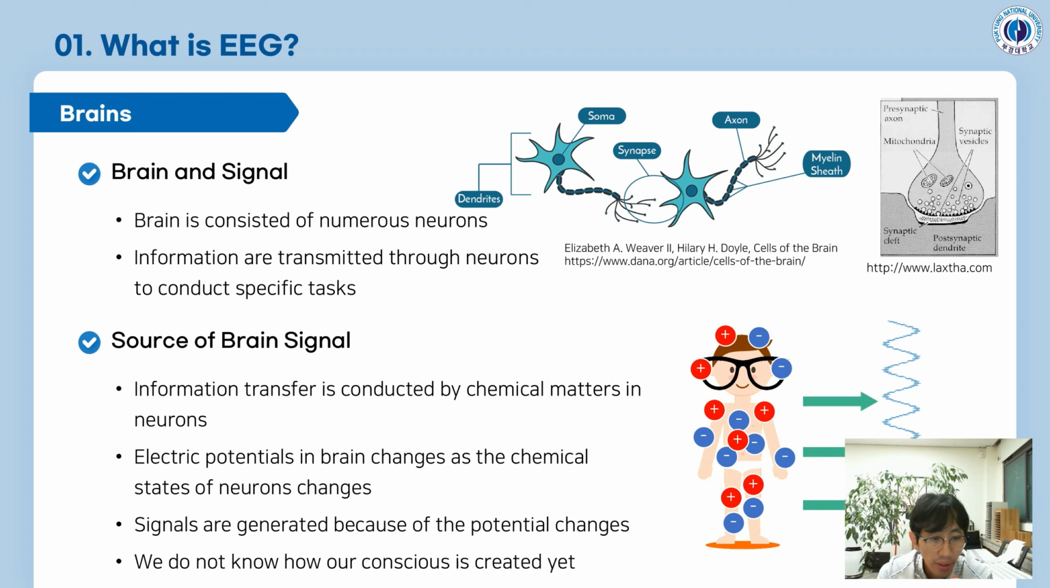Okay, and then I told you that our brain activities generate signals. And if you look inside our brain, you can find some neurons. Neurons look like this, with the soma, and synapse, and axon, etc. And the information is transmitted through the neurons to conduct the specific task.